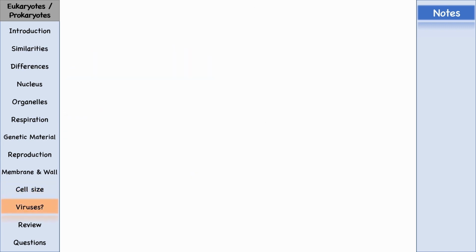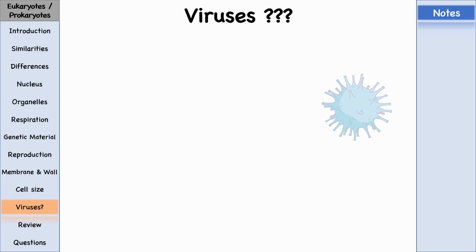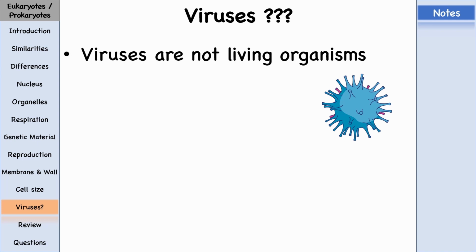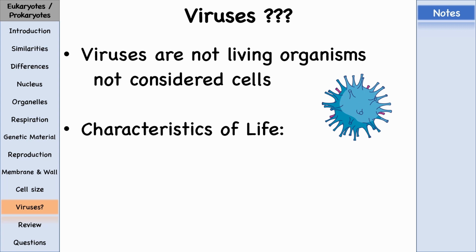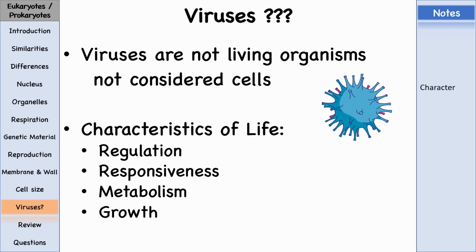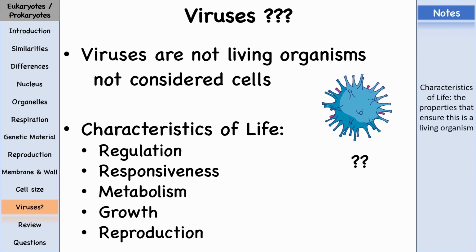So this is the prokaryote and eukaryote. Now you might be wondering, what about viruses? What is their classification? Are they prokaryotic cells or eukaryotic cells? In fact, viruses are not living organisms, and they are not even considered cells, because they do not fulfill the characteristics of life, which are regulation, responsiveness, metabolism, growth, and reproduction. As for the virus, it does not have metabolism, does not grow or reproduce by itself. Instead, it needs a host cell to reproduce.